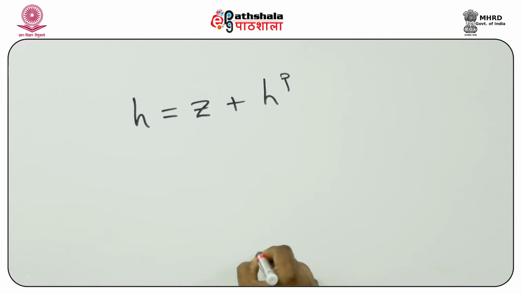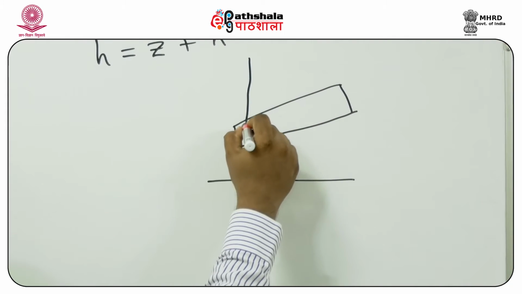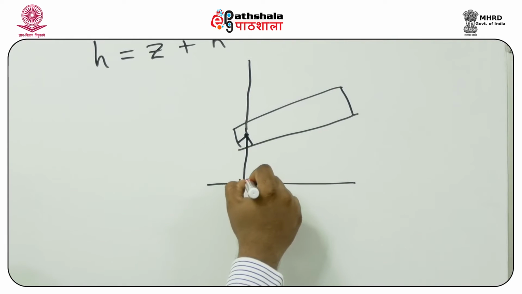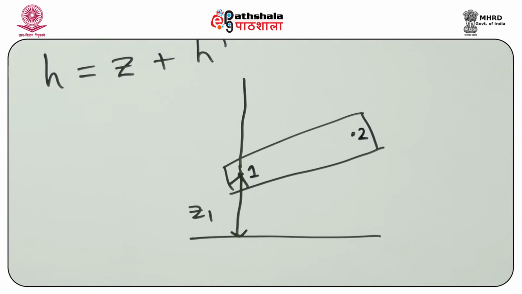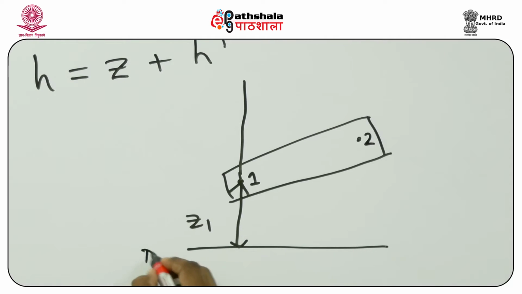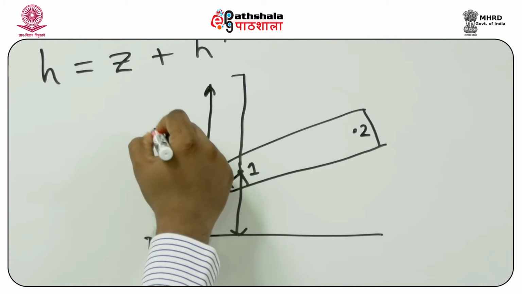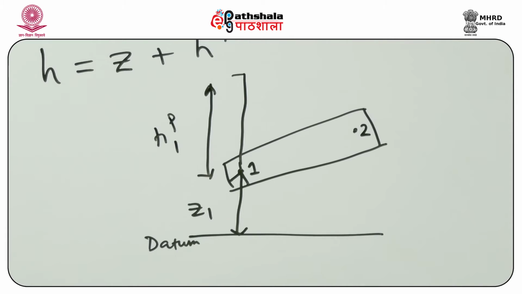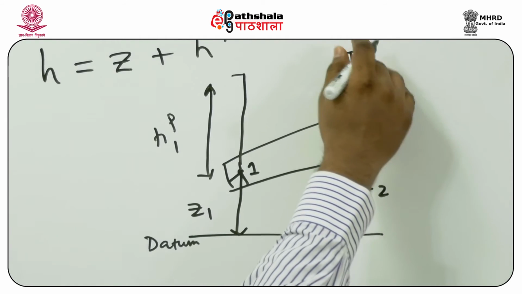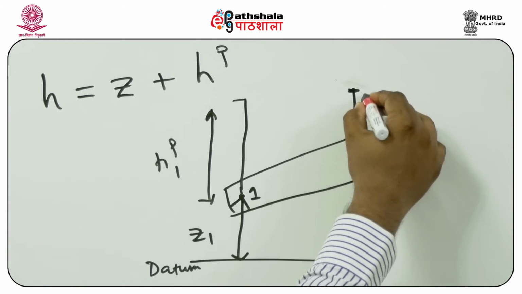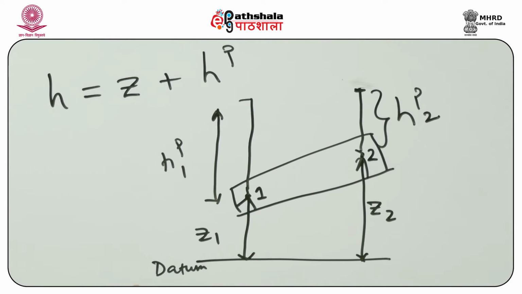Now here in this first case I have an aquifer like this, and let's say this is point 1 and this is point 2. At point 1 it has an elevation Z1; this is the datum with respect to which I am measuring the elevation. And I have the pressure head HP1. At point 2, I have an elevation of Z2 and a pressure head of HP2. So in this case, I'm saying that I have an aquifer which is tilted in this direction.